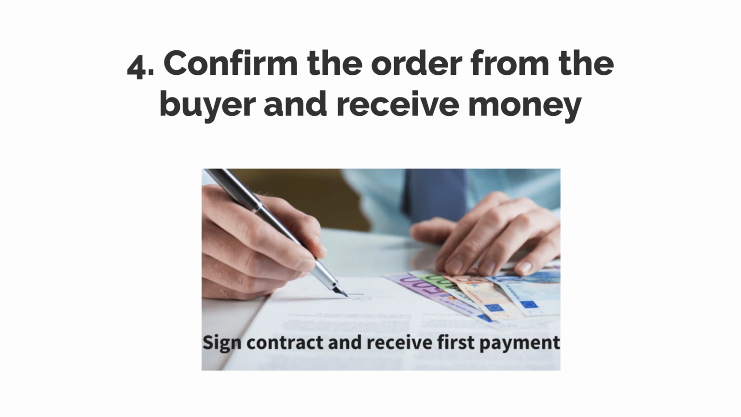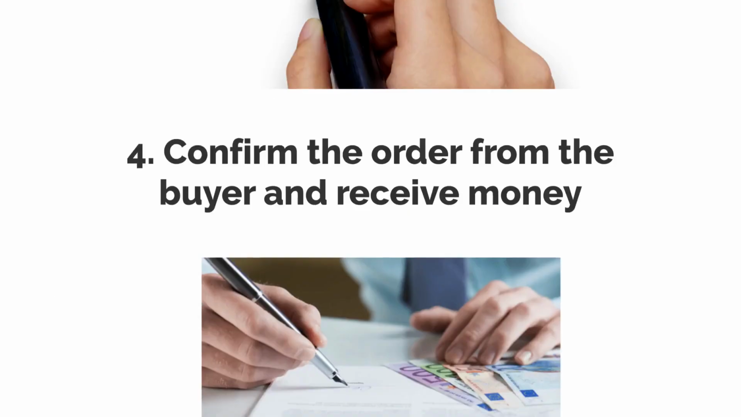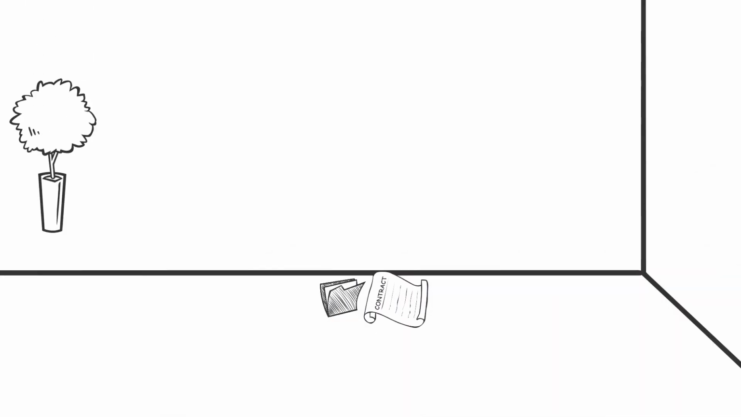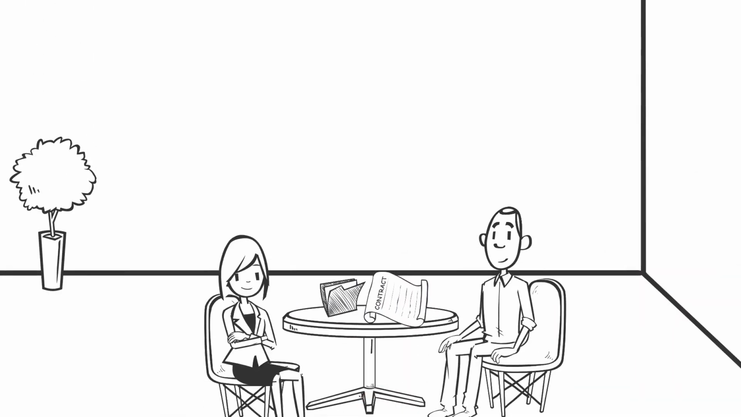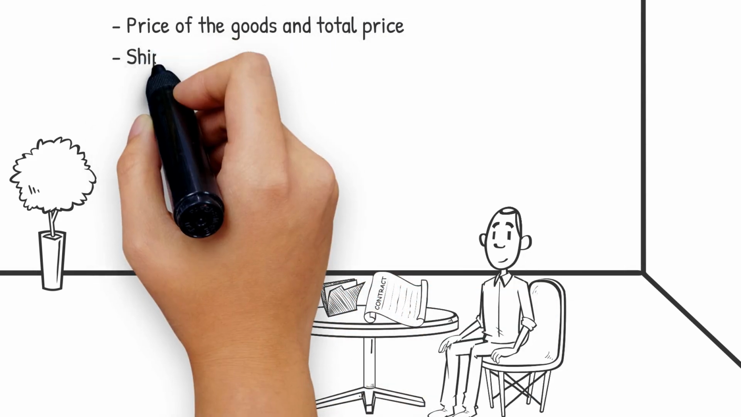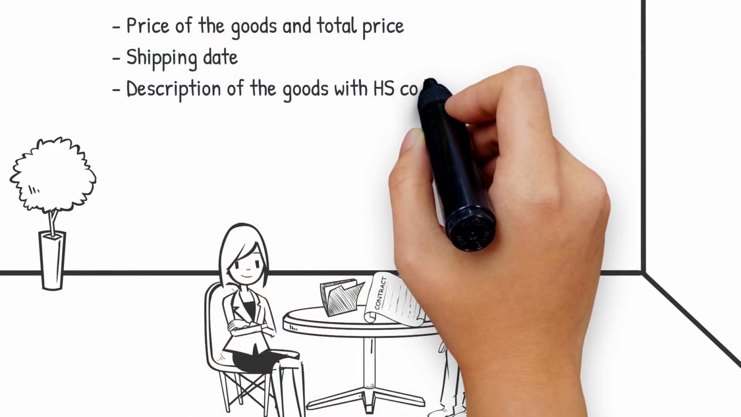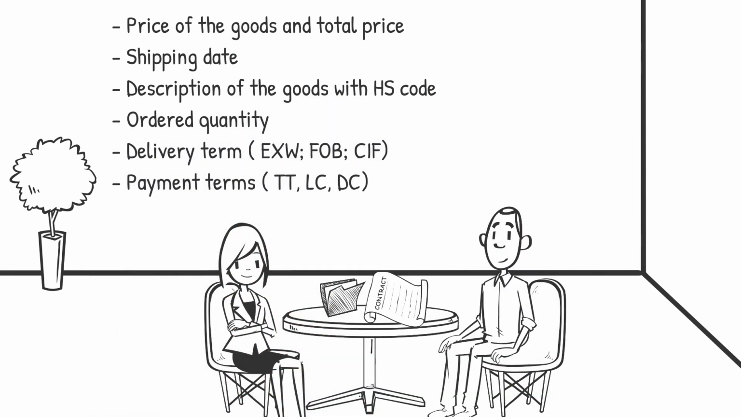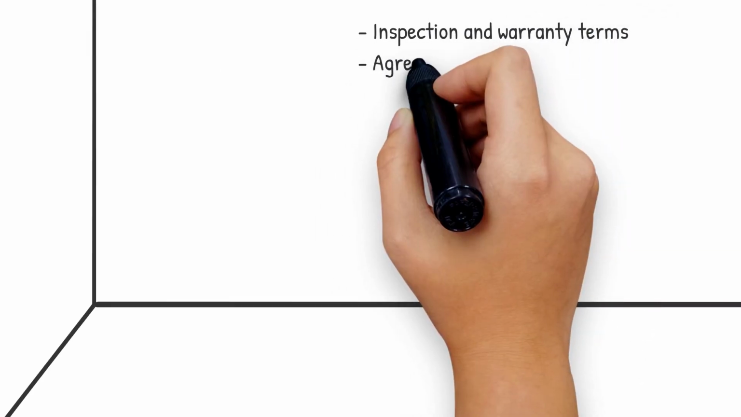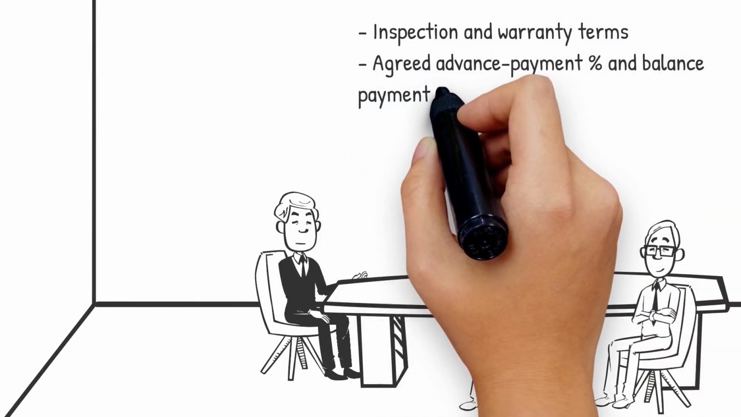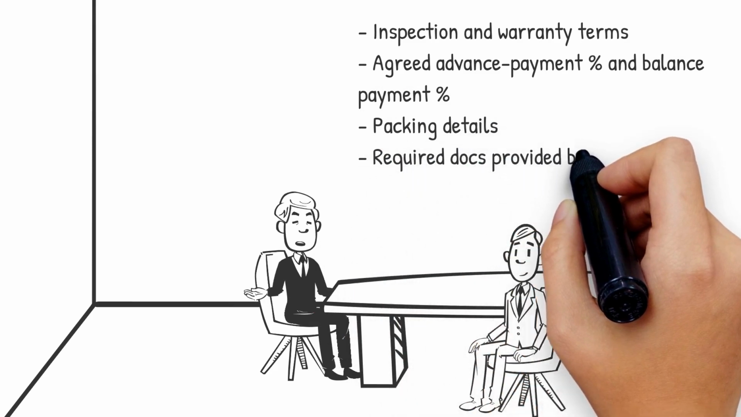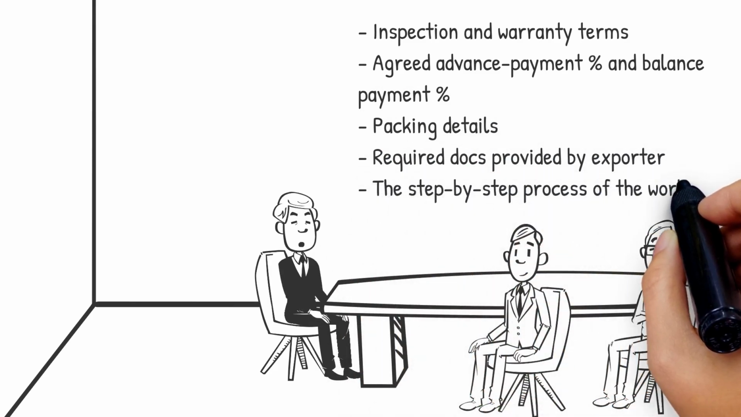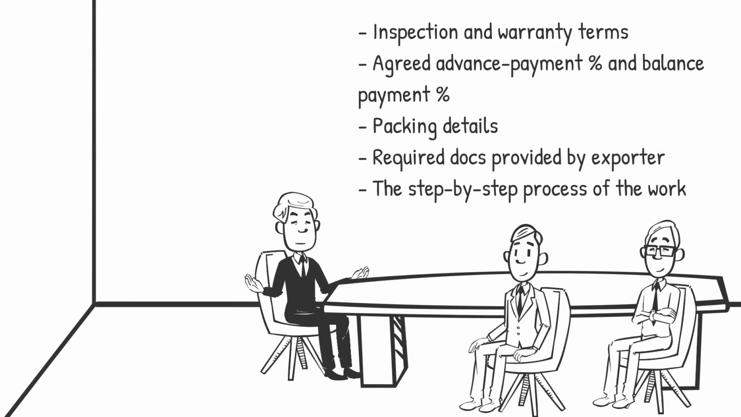4. Confirm the order from the buyer and receive money. In the contract, all important terms and conditions need to be stated and confirmed: price of the goods and total price, shipping date, description of the goods with HS code, ordered quantity, delivery term (EXW, FOB, CIF), payment terms (TT, LC, DC), inspection and warranty terms, agreed advance payment percent and balance payment percent, packing details, required docs provided by the exporter, the step-by-step process of the work.